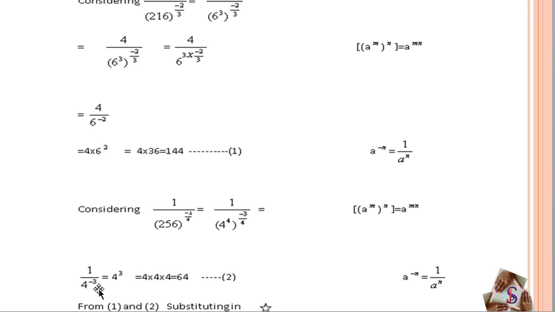Again, we need to take its reciprocal to make it a positive index. So it becomes 4 to the power of 3. 4 to the power of 3 means 4 is being multiplied 3 times. So it's 4 into 4 into 4, that is 64.